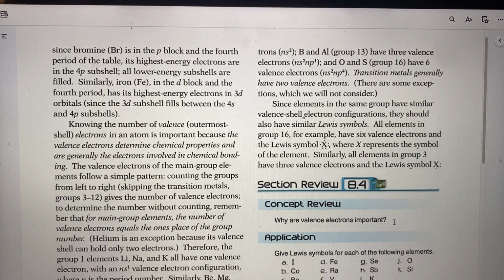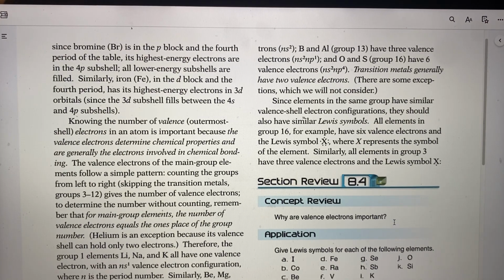Okay, what's called valence. So let's see. Knowing the number of valence. What's valence? That's going to be important that you know that. That's, in the outermost shell, you'll have electrons in that atom, and this is important because the valence electrons determine the chemical properties and are generally the electrons involved in chemical bonds. Just remember that. Valence electrons are always involved in chemical bonding. Because if that shell's not full, it will take in more electrons. When they take in more electrons, it will combine with another atom or another ion. The ions will hold together.